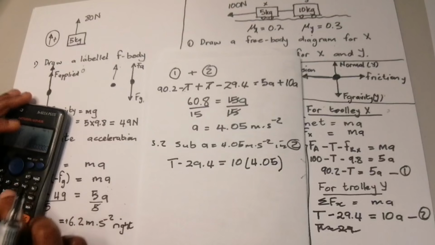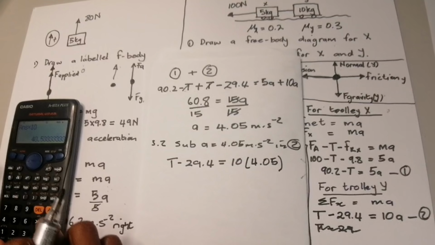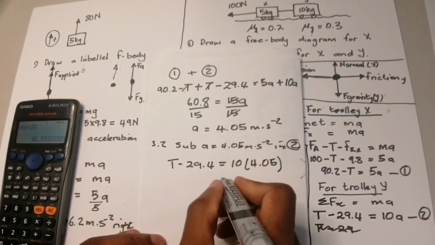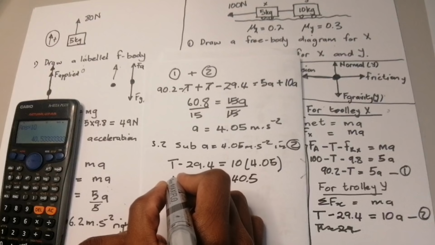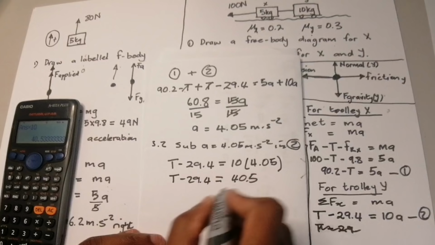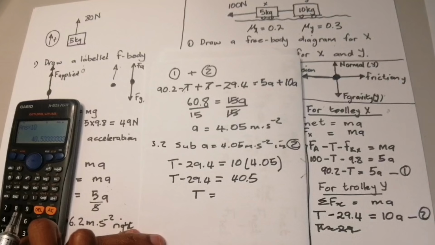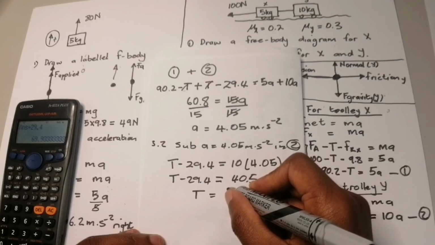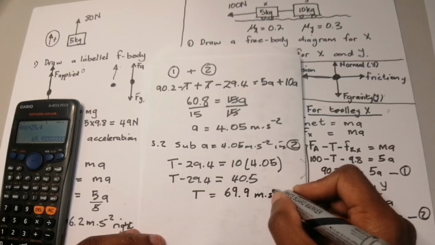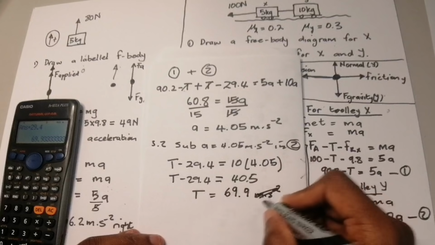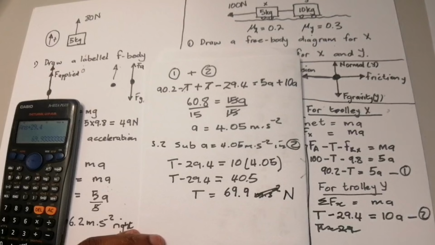Times 10, so here we get 40.5. So t minus 29.4 is equal to 40.5. If I take that to the other side, this is plus 29.4, and I get 69.9. Sorry, this is tension, so that's a force that should be measured in newtons.